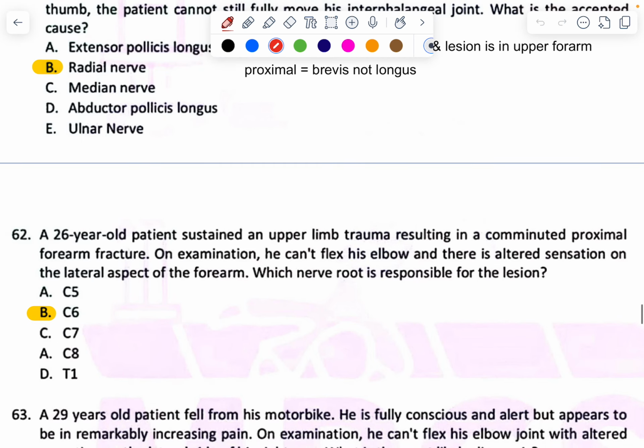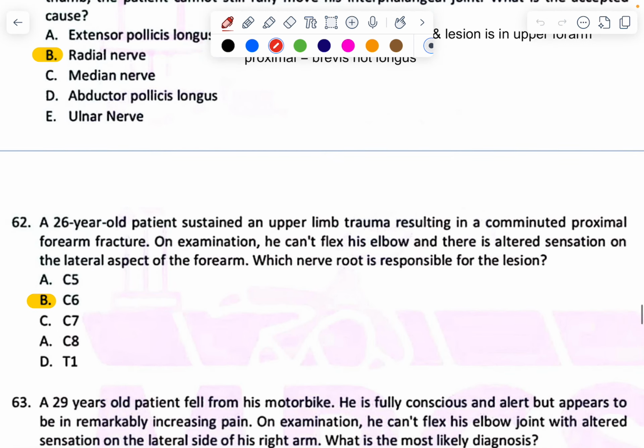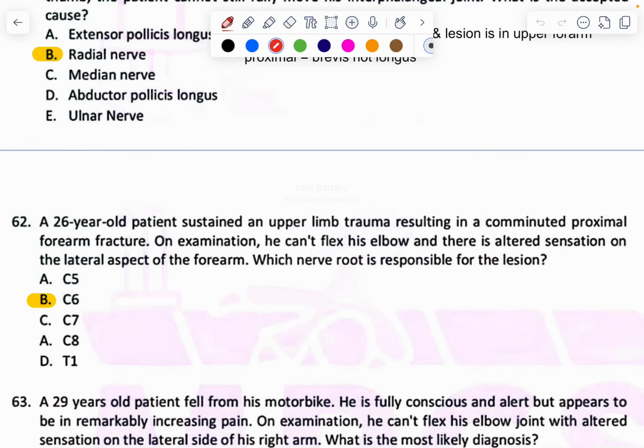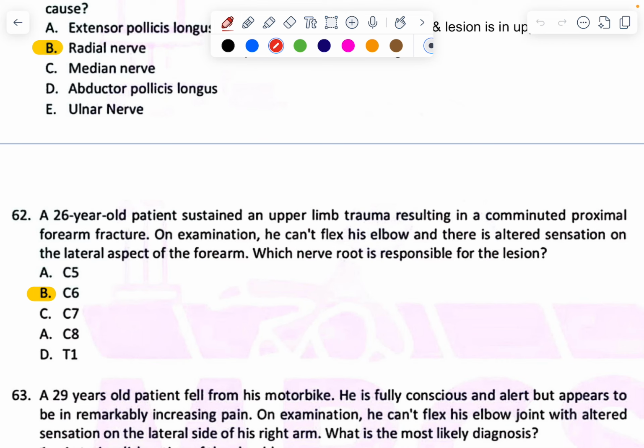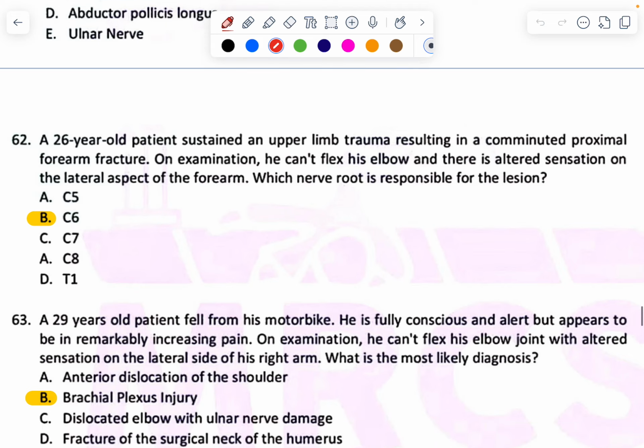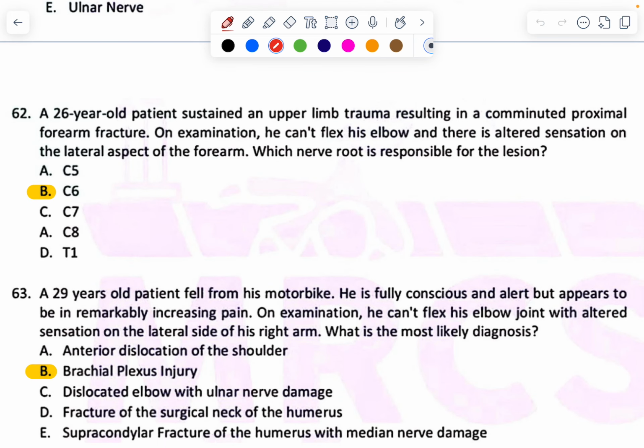A 29-year-old fell from his bike. He is fully conscious and alert, but appears to be in remarkably increasing pain. He can't flex the elbow, with altered sensation laterally. Same question, I think. A 26-year-old sustained upper limb trauma. Fully alert, appears to be in remarkably increasing pain. On examination, he can't flex the elbow with altered sensation in the lateral arm. What is the most likely diagnosis? Now this is injury to the brachial plexus. Yes.